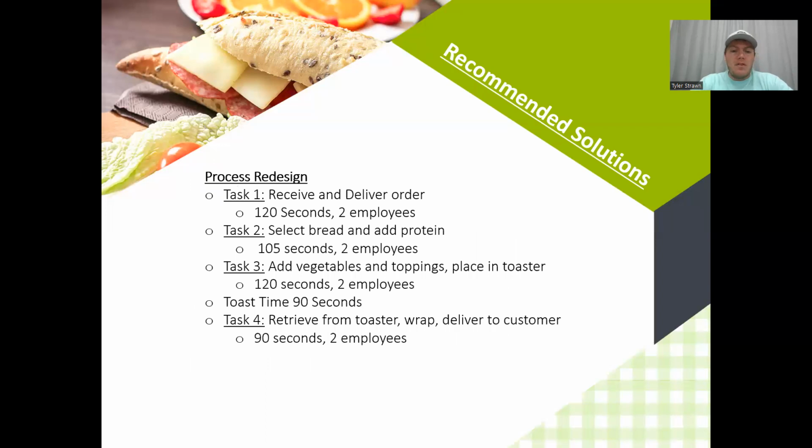Along with our capital investments, I have proposed a process redesign. I've condensed our current process of 7 steps and shrunk it down to 4. These tasks are: task 1, receive and deliver the order. Task 2 is select the bread and add protein. Task 3 is add vegetables and toppings and place in the toaster. Task 4 is to retrieve from the toaster, wrap, and deliver to the customer.